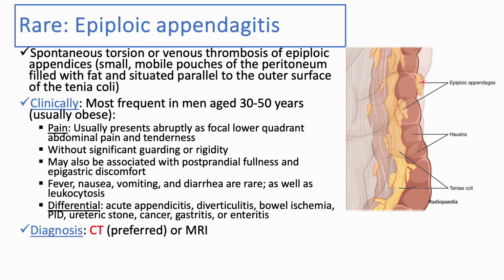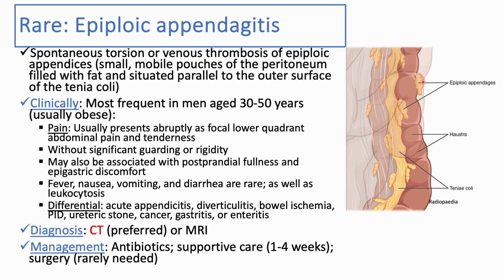Now, a CT scan, luckily, is the preferred imaging modality, and most of the time, if there is clear inflammation, it will show up there. You can use MRI as well if the CT scan is suggestive but not conclusive. Management includes supportive care and antibiotics for a few weeks, and then in rare situations when some patients do not respond to the supportive treatment, you need surgery.